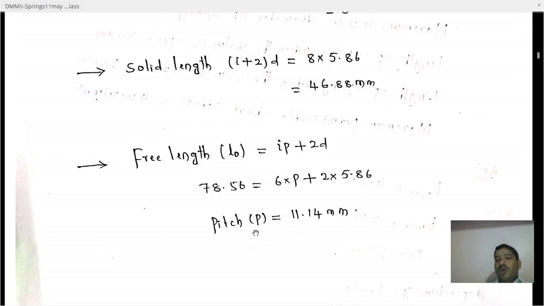I hope you got the concept regarding this problem. Please do the practice again and again, then you will get the concept overall, because practice is the most important. If you are not doing the practice, you are not able to solve the problem.